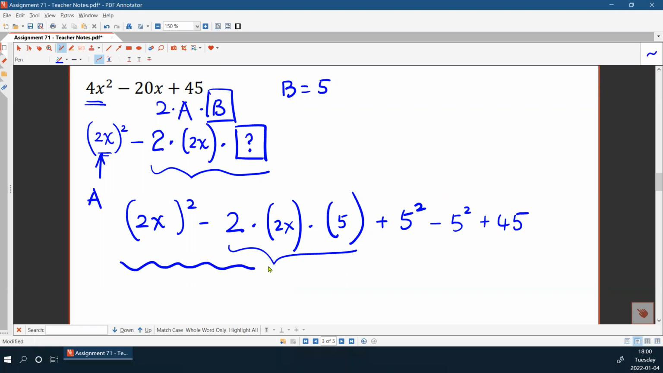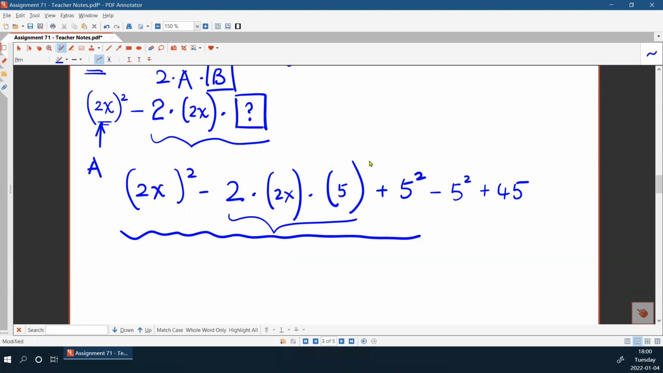Okay, so for the first 3 terms, this is exactly our a squared minus 2ab plus b squared. Can you see that? So we can write it as (2x minus 5) squared, right? Can you see that? Again, if you're not sure, you can just expand it. If you expand it, this is (2x) squared minus 2ab, which is exactly minus 20x, right? Then plus 25. So that means our transformation here is correct.